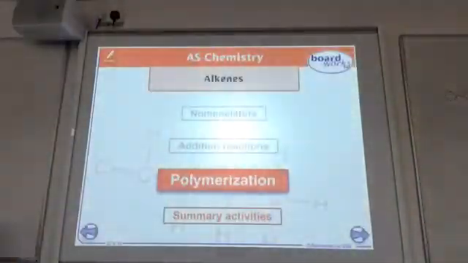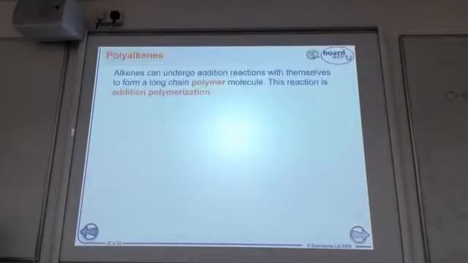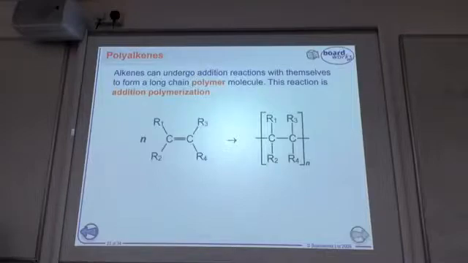Alkenes can make these long chains, okay, in a reaction that we would call, well, they're alkenes, so what kind of reactions do they have? What do we call their reactions? Addition, exactly, okay, so they make addition polymers. So, alkenes can undergo addition reactions with themselves to form a long chain polymer molecule. The reaction is called addition polymerization. Alright? Oh, I really didn't like that diagram, to be fair. It looks really complicated, with the R1, the R2, the R3 and the R4. I think they just put R, because R1, 2, 3 and 4 can all be different.